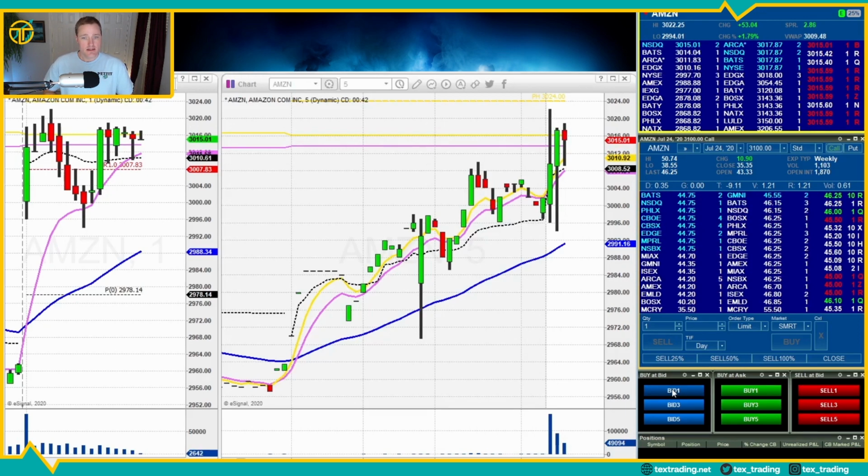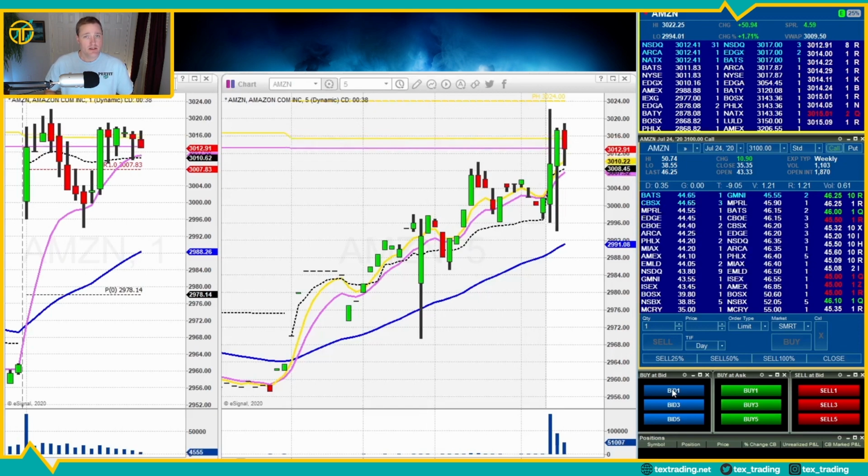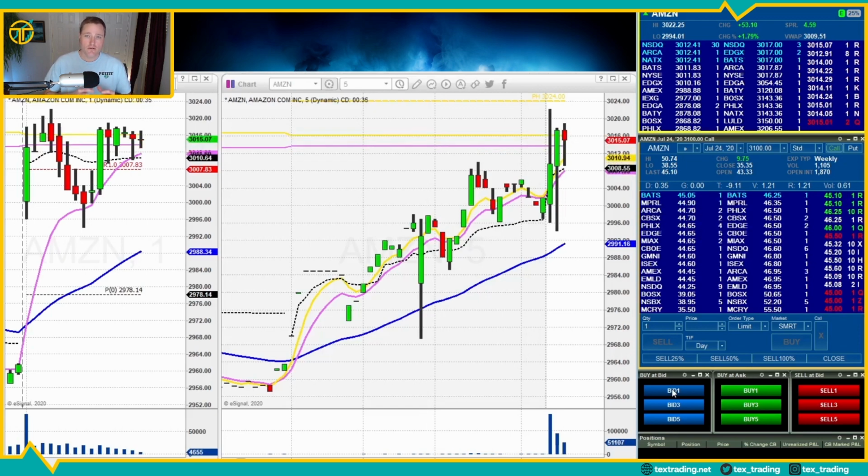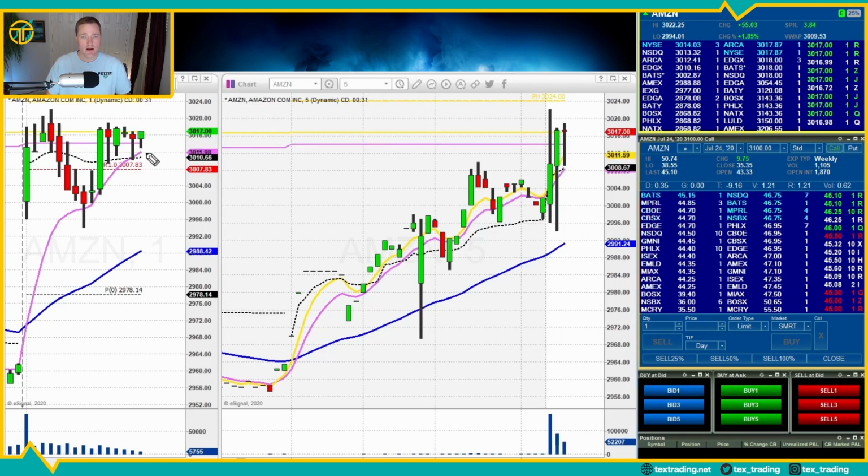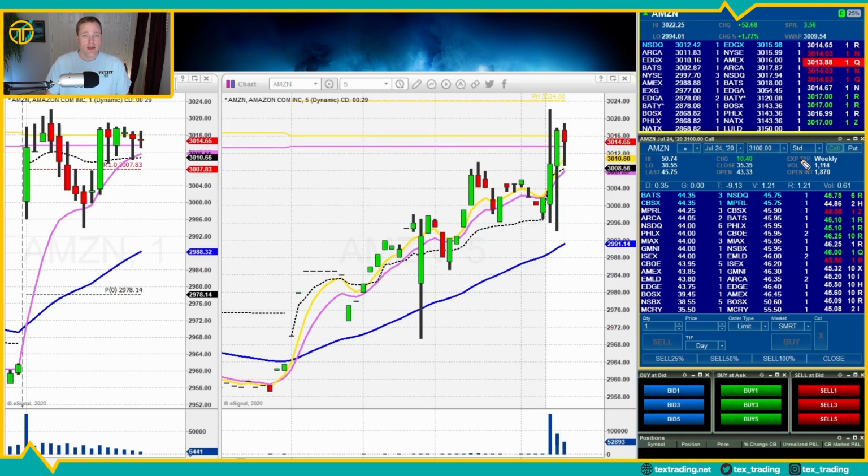So for some context on this particular trade, I'm looking at Amazon, and Amazon is a tricky stock to trade, especially with options, because they are very, very expensive. Now we see Amazon is trading just a little over $3,000 a share, around $3,015 a share. And so I actually have the 3,100 calls open here. So I'm almost 100 points out of the money.